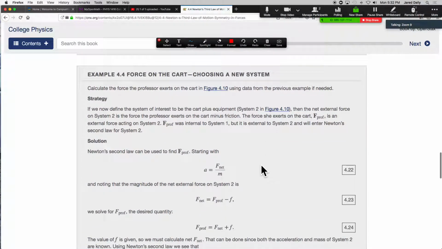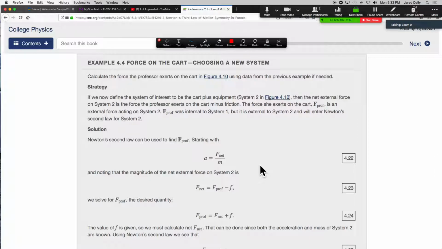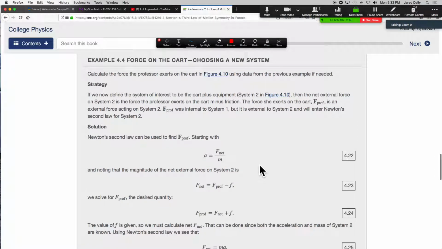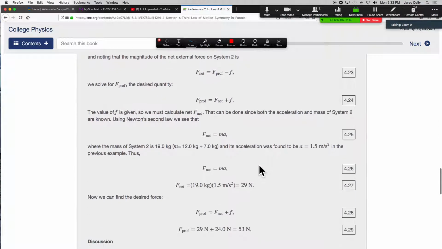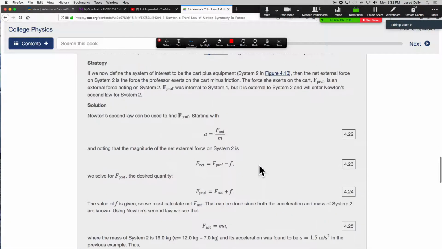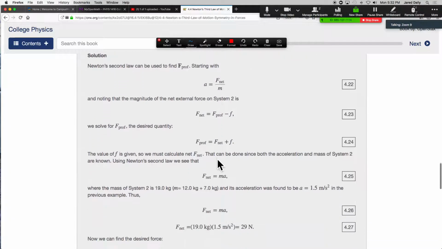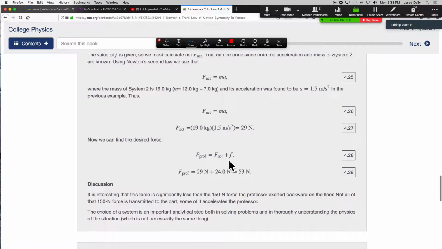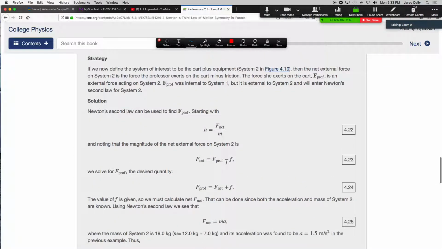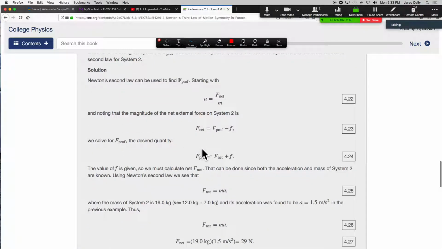In the second system, where we say that this cart is the system, they actually want us to solve for the amount of force that the professor pushes on the cart with. So acceleration equals net force over mass is going to be rearranged into force equals mass times acceleration. We have the force that the professor pushes with minus the frictional force equals the net force on the cart. And we want to calculate the force that the professor pushes on the cart with.